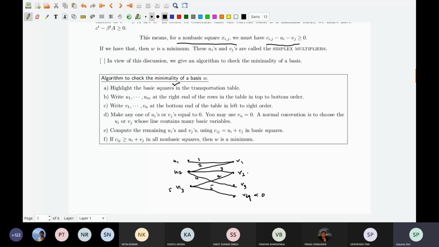The moment V2 is minus 3, the sum of the endpoints has to match the weight, because it is a tree, you can proceed one after another. So this will give U2 equal to 6, because the sum of U2 and V2 has to be equal to 3. At the moment you have U2 equal to 6, you can determine V3. V3 will be equal to minus 2. What will be V1? V1 will be equal to minus 4. And the moment V1 is minus 4, you know what U1 is. U1 has to be equal to 5.